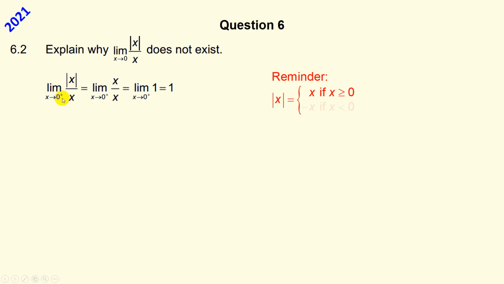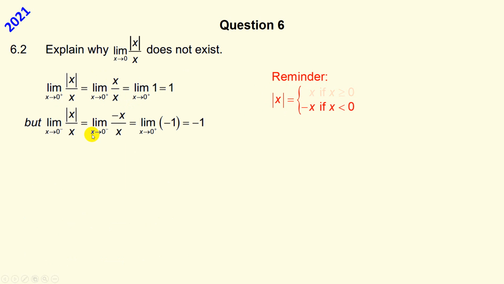We're going to do the left limit. And we're going to show that left limit, absolute value of x over x. Now, because x is positive, its absolute value of x becomes x. So it's x over x, limit of 1, which is 1.